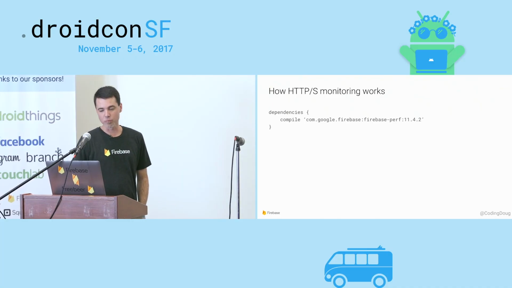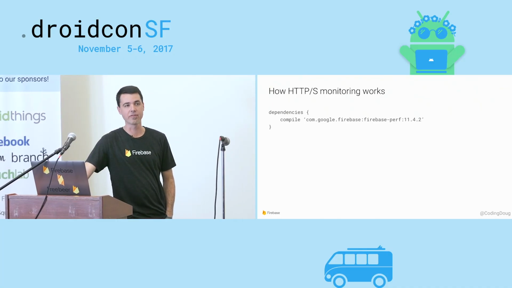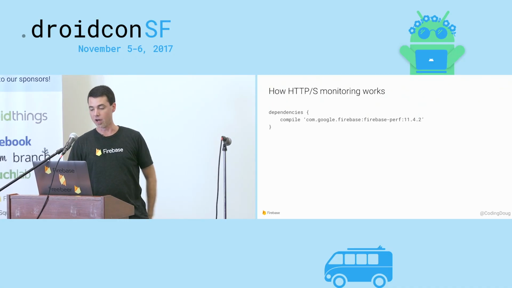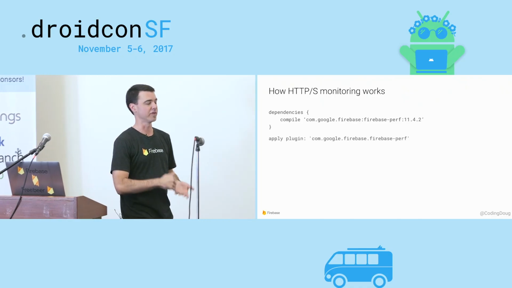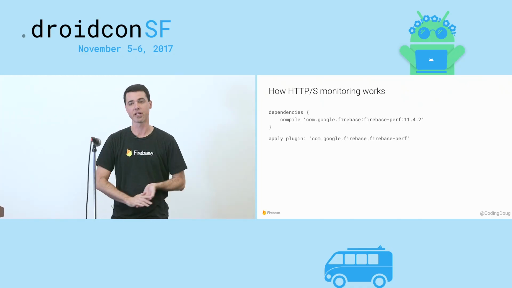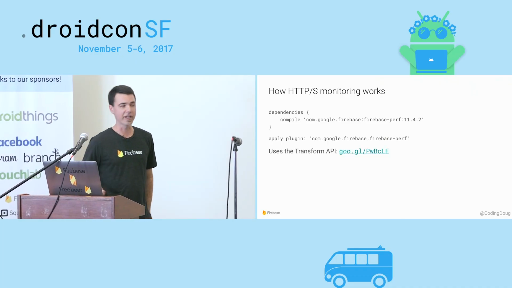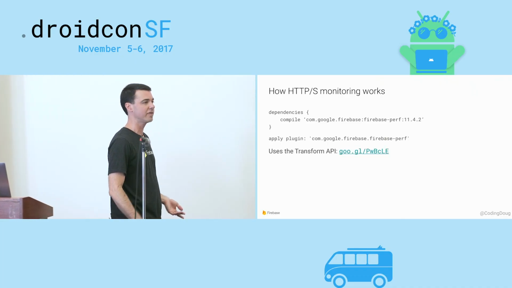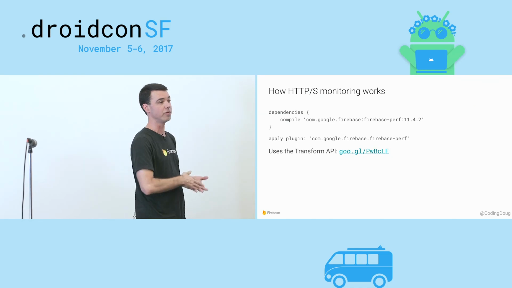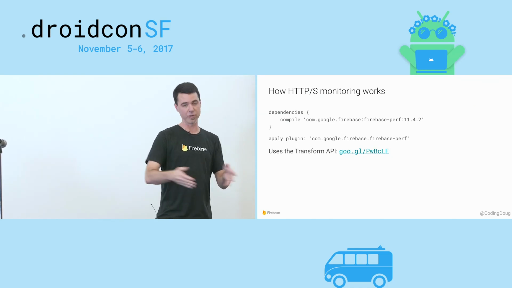Let's see how this actually works in practice. You pull in the SDK, so this is the runtime component, but you also need to apply a plugin. This is the plugin that does the bytecode manipulation. If you're wondering how that works, internally it uses something called the Transform API. This is a way that you can integrate into the Gradle build using the Android plugin.